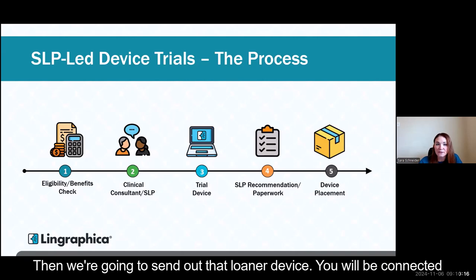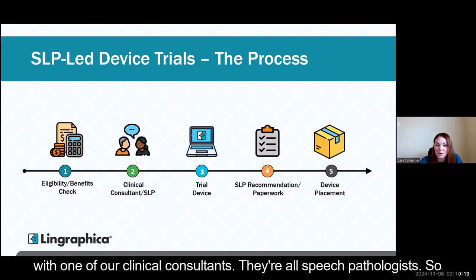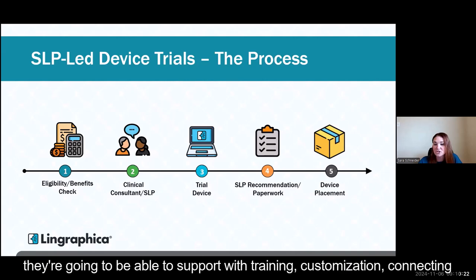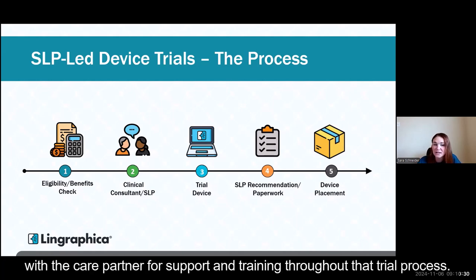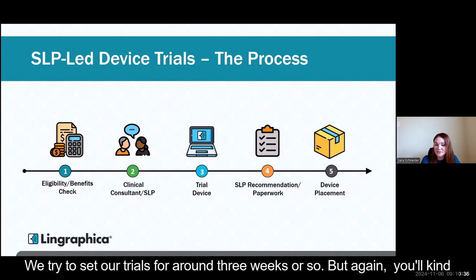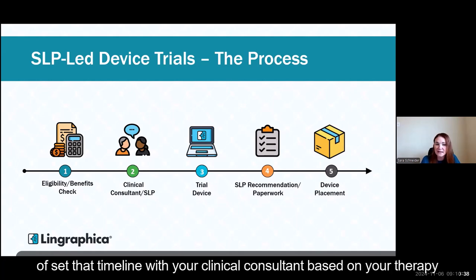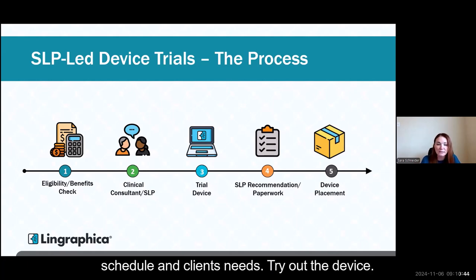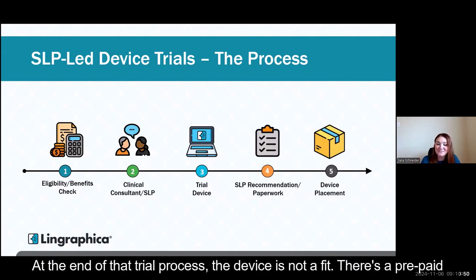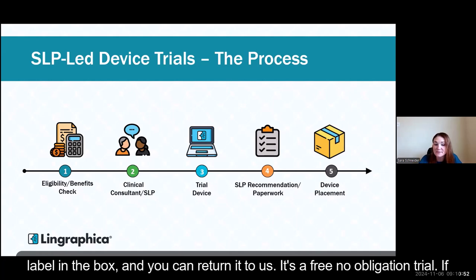Then we're going to send out that loaner device. You will be connected with one of our clinical consultants. They're all speech pathologists. So they're going to be able to support with training, customization, connecting with the care partner for support and training throughout that trial process. We try to set our trials for around 3 weeks or so, but again, you'll kind of set that timeline with your clinical consultant based on your therapy schedule and client's needs. Trial the device. At the end of that trial process, if the device is not a fit, there's a prepaid label in the box and you can return it to us. It's a free, no obligation trial.